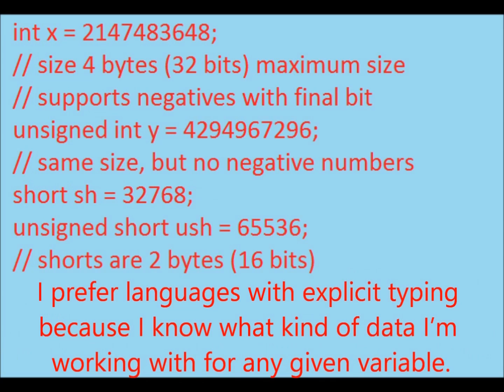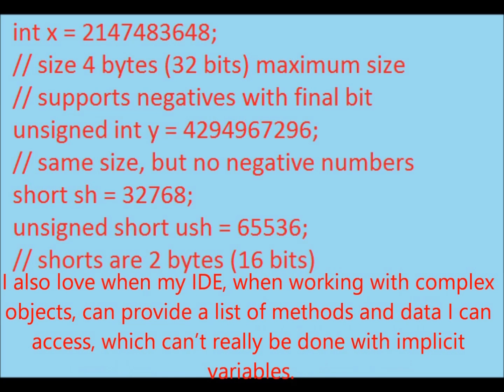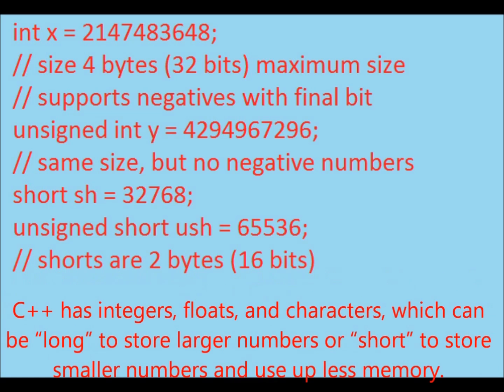I prefer languages with explicit typing because I know what kind of data I'm working with for any given variable. I also love when my IDE, when working with complex objects, can provide a list of methods and data I can access, which can't really be done with implicit variables.